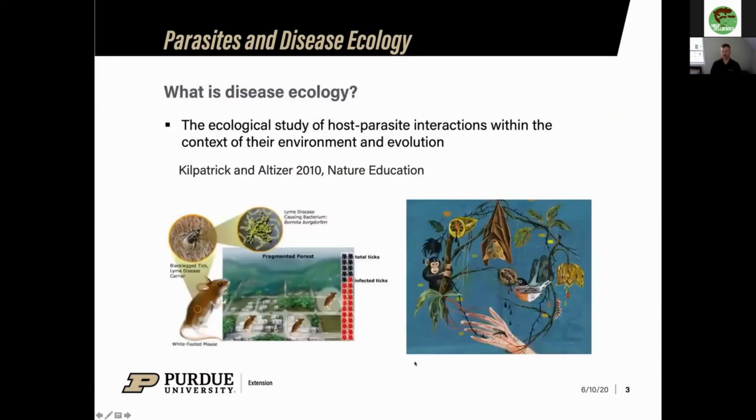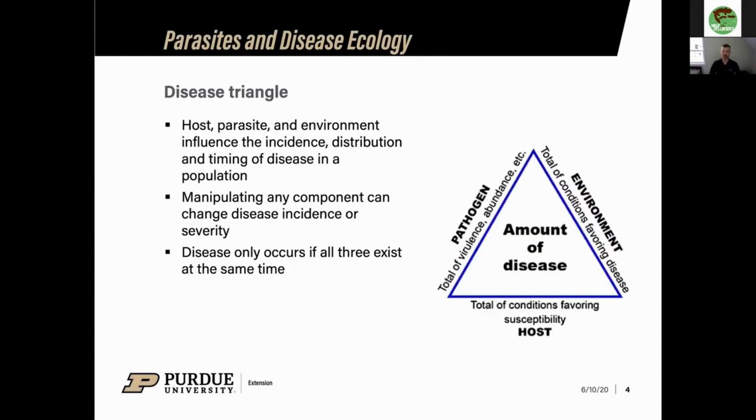So what is disease ecology? This is the ecological study of host-parasite interactions within the context of their environment as well as evolution. Okay, so let's dive a little bit more into what this actually means. Disease ecology really focuses on the disease triangle. It consists of the host, the parasite or pathogen, as well as the environment. All three of these things are critical when it comes to understanding disease dynamics. In particular, if we alter any of these three aspects of the disease triangle, this influences maybe the prevalence of a pathogen or the outcome of disease.